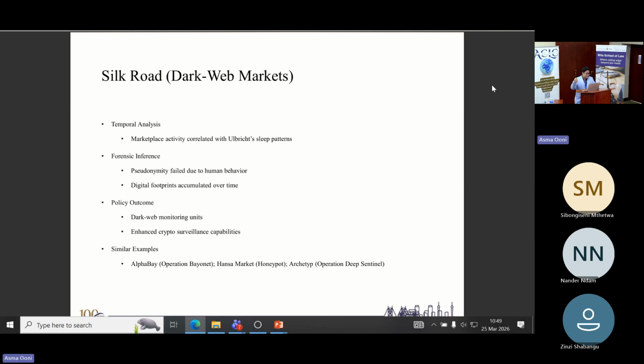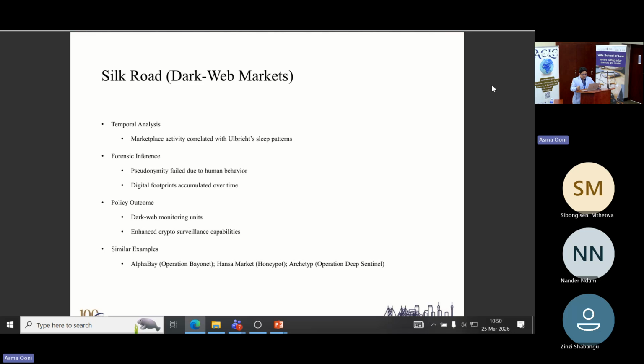Now we have a dark web monitoring unit, and also some enhanced crypto surveillance capability. This happened somewhere around 2011 or 12. But we have many cases like AlphaBay, then Hansa Market. The Hansa Market case was like a honey trap. The police themselves registered and started using the system for one or two months to understand who the people working there were, and by that way they caught them.